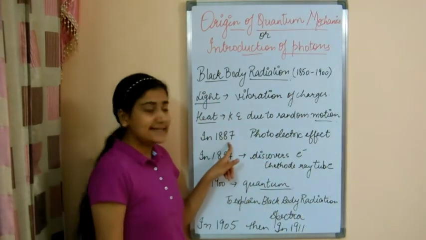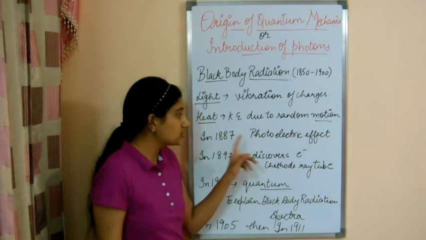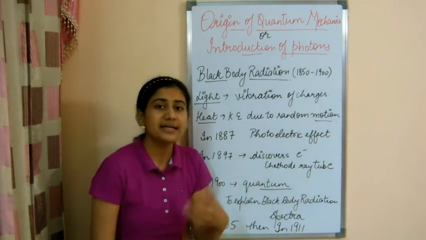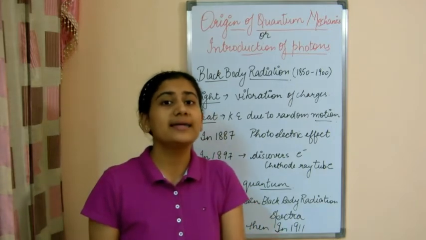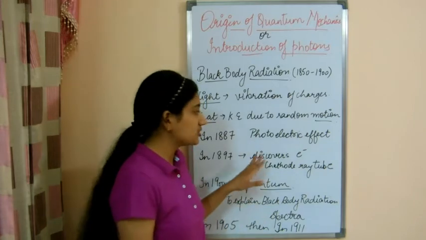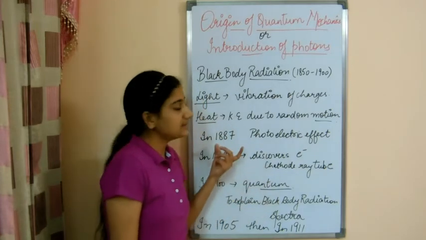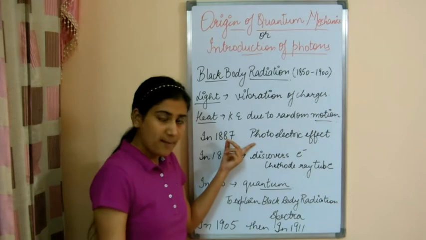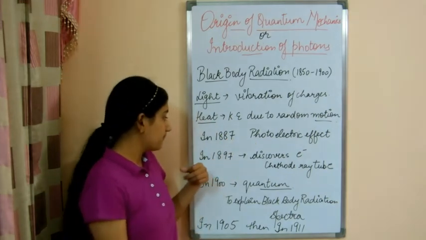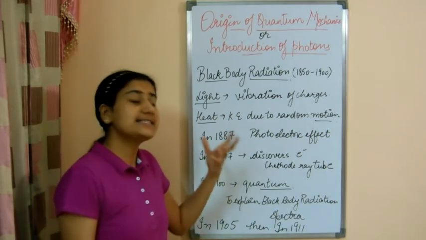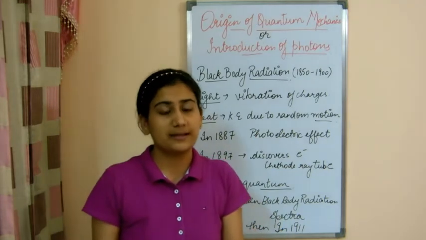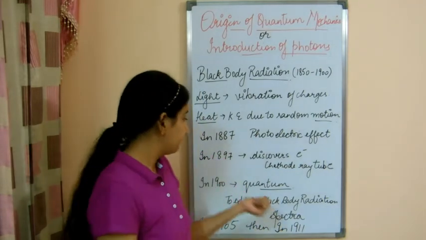Even in 1887, an effect was found which was given the name photoelectric effect. It was observed by Hertz, but he also was not able to explain why he was getting those kinds of graphs and calculations. He said the effect is true, but they didn't have any reason why they were getting these graphs. In 1897, they learned that there are particles called electrons, through the cathode ray tube experiment.